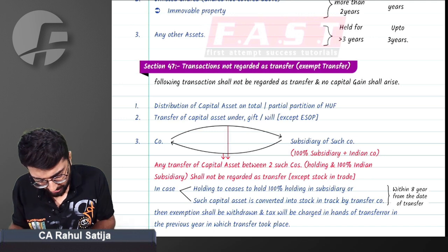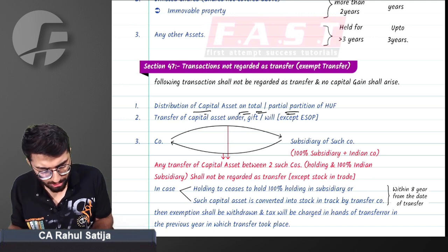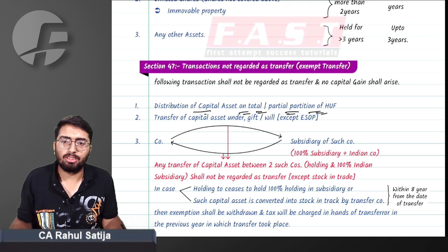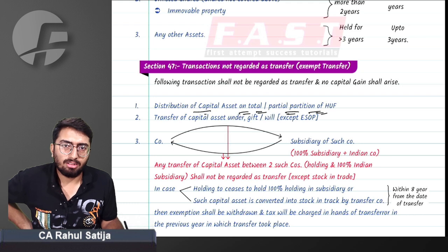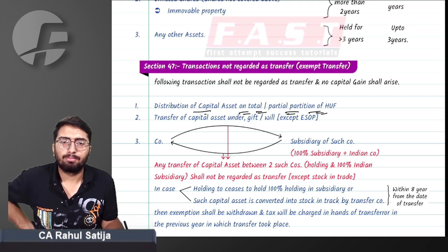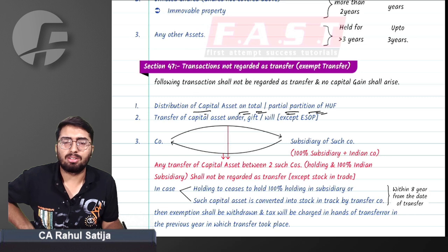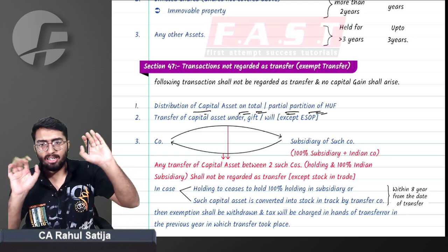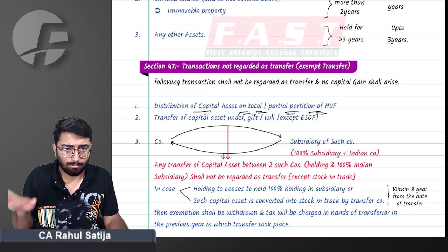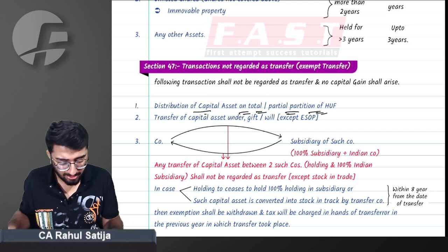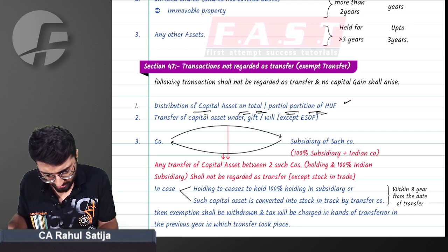Distribution of capital asset on total or partial partition of HUF. When an asset is being distributed by the HUF to its members, in case of partial partition or complete partition, such distribution is exempt. Even if the HUF and members are different persons, in case of partition it will be treated as an exempt transfer. There is no rocket science.